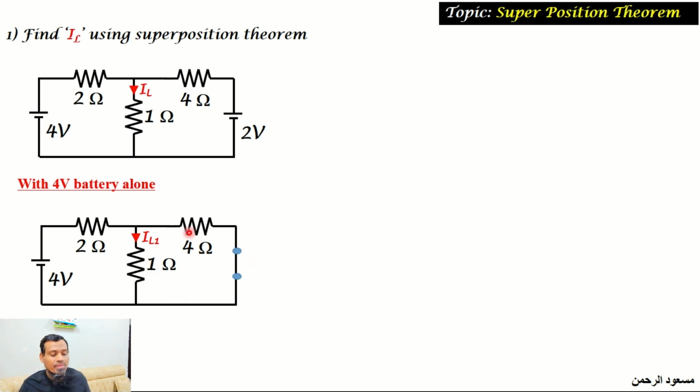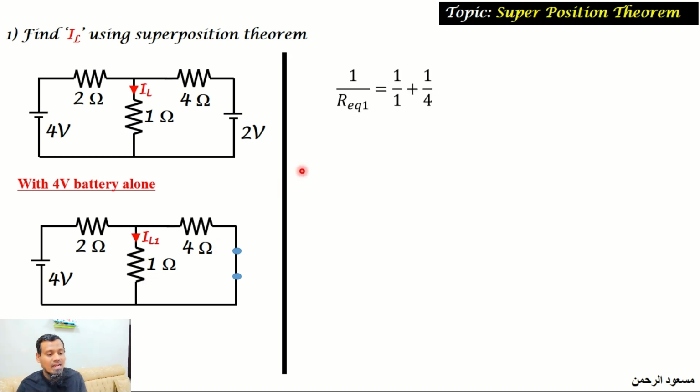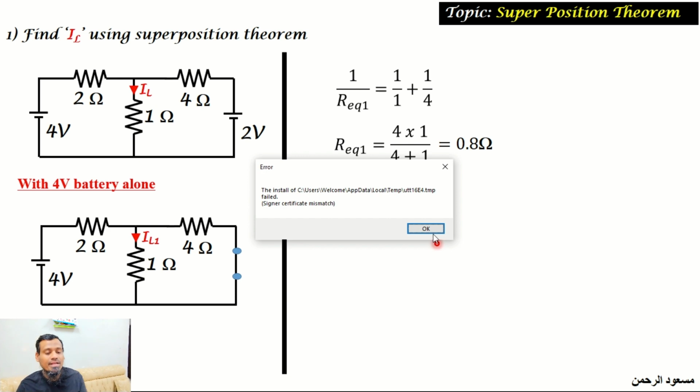By doing so, we will have a parallel connection between the 1 ohm resistance and the 4 ohm resistance. To find the current through the 1 ohm resistance, which is IL1, we need to find the incoming current of this node. By knowing that, we can apply the current division rule and get the current through the 1 ohm resistor. To find the incoming current to this node, we will solve these two resistances in parallel combination. As it is connected in parallel, 1 by R equivalent is equal to 1 by 1 plus 1 by 4, which can be calculated as 0.8 ohm.